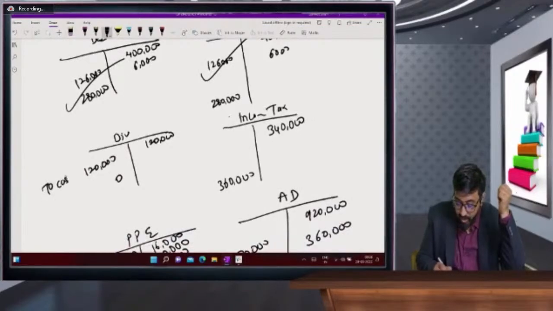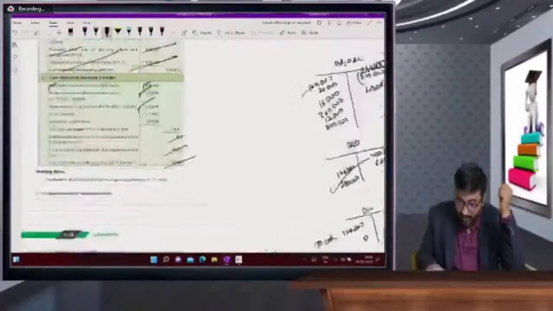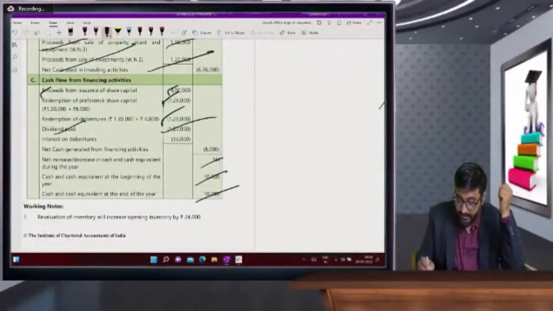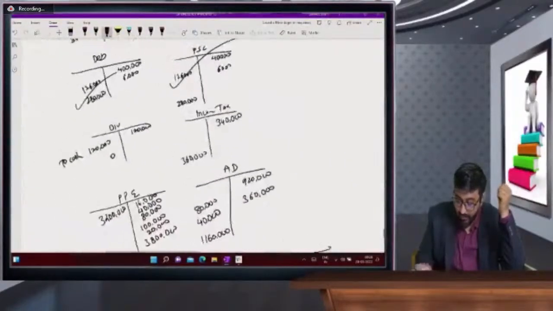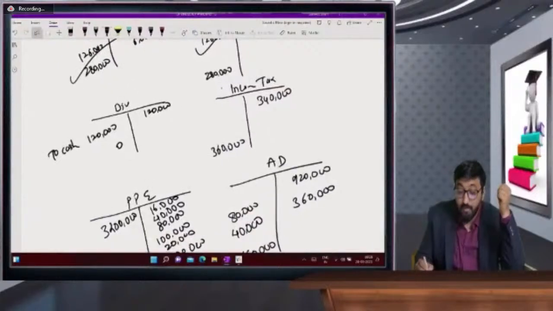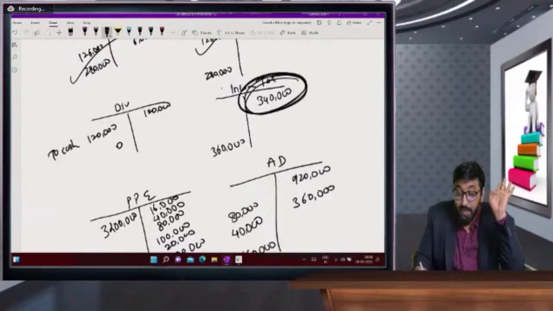1,20,000 to cash. So this is your financing activity. Dividend paid. Yes, correct. Dividend paid is your financing activity. Income tax. Now very, very important. We will assume last year income tax paid now. This is the hidden adjustment. Last year income tax paid now, and by P&L is current year.